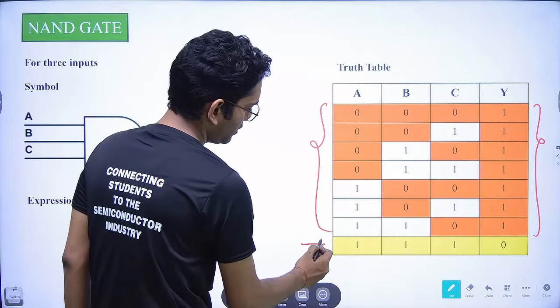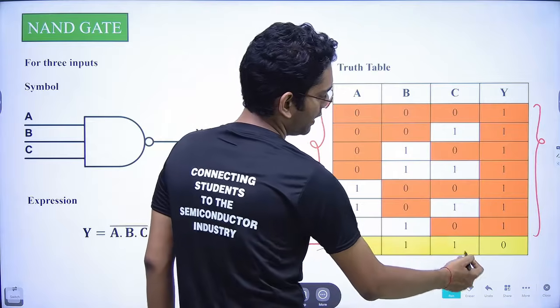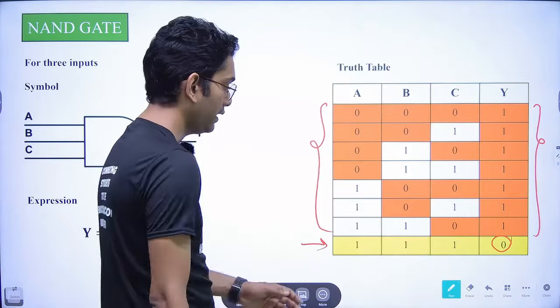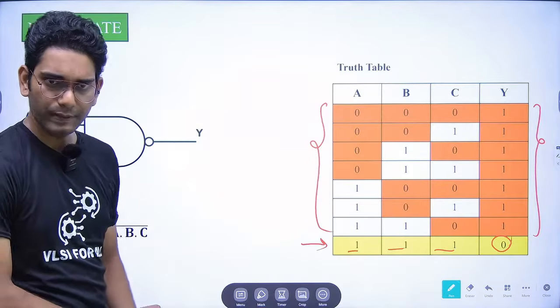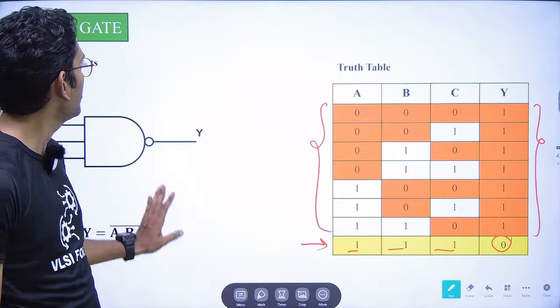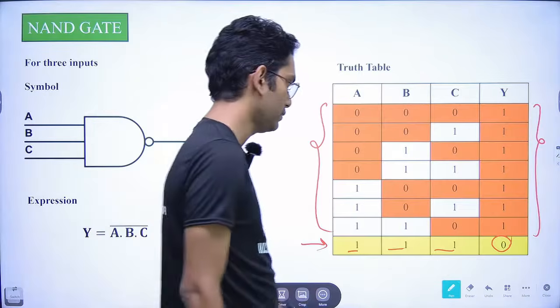And here in this case, all the three inputs are 0, so we are getting 0 as our output. Here in this case all the inputs are 1, so we are getting 0 as our output, fine. So this is the basic functionality of the NAND gate.